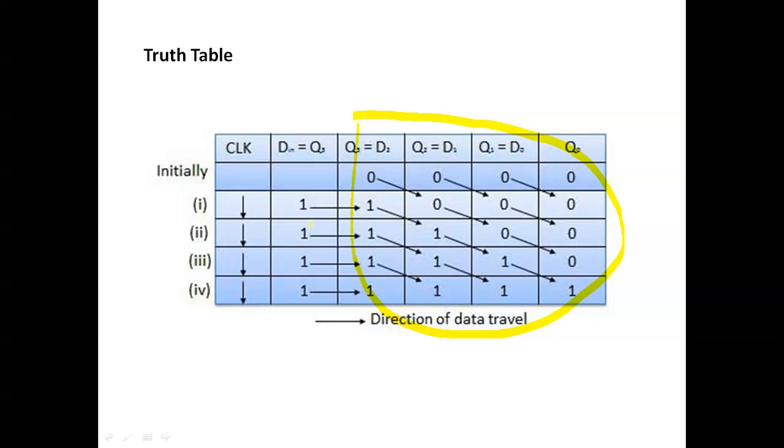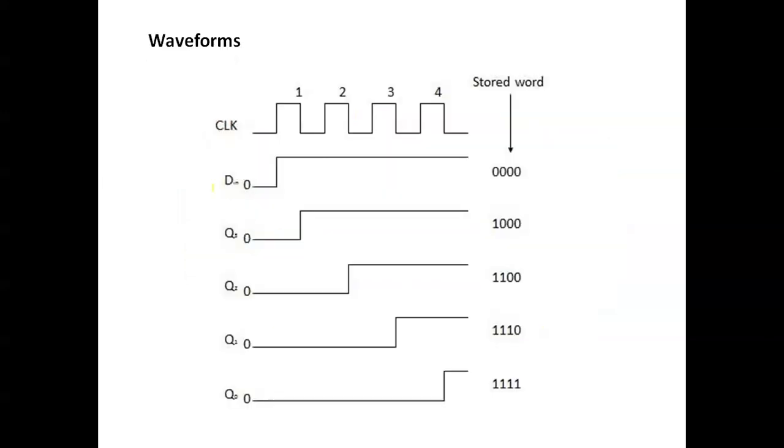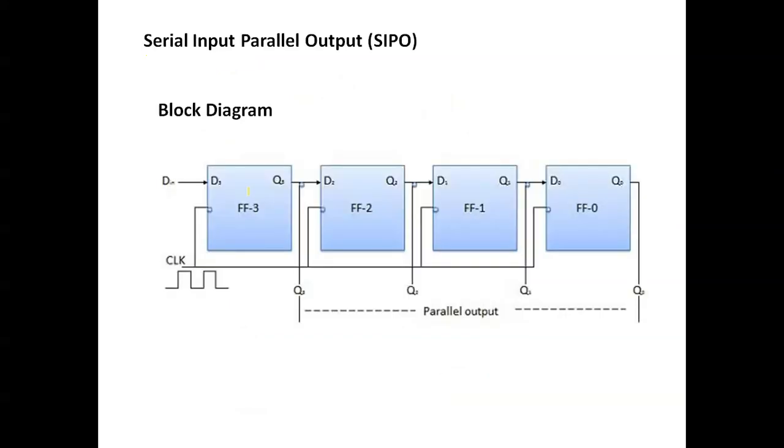So this is a diagram of travel. And this is a waveform for serial input, serial output, and serial input, parallel output. So now we are going to see what serial input, parallel output is. Serial input, parallel output means this one is serial and this one is parallel.